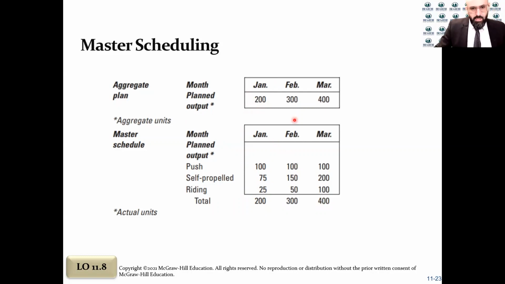Same thing here for February, we have 300 total demand. Now we break that down into a master schedule for each type of these products. We have 100, 150, and 50. Total would be 300, the same thing for March.